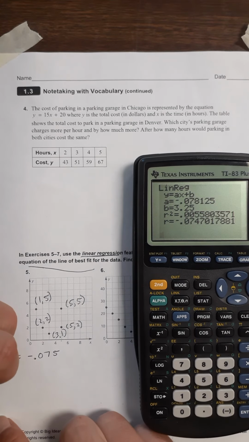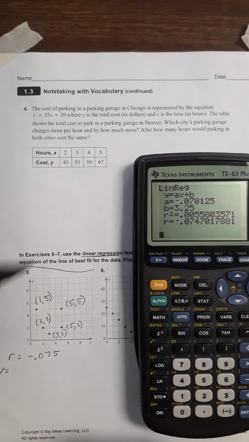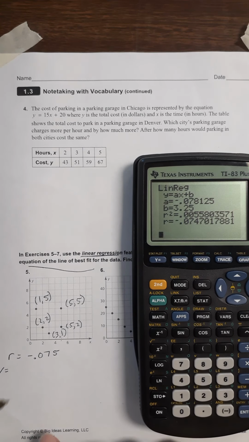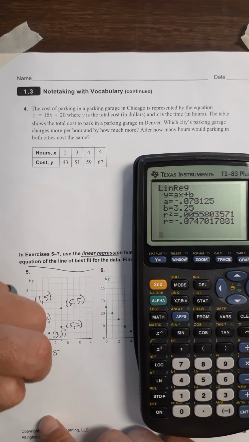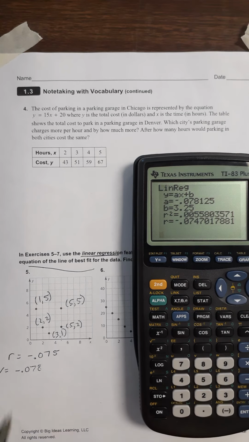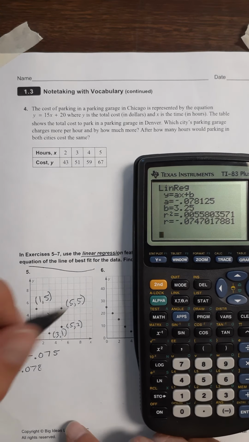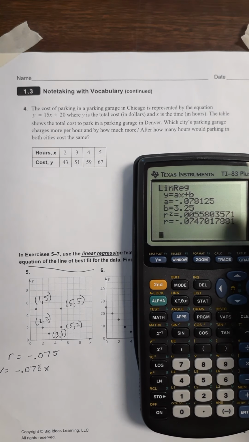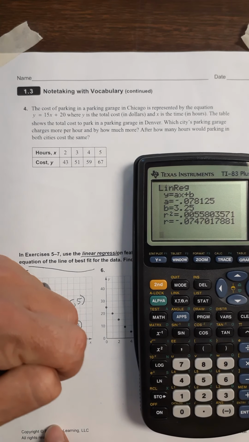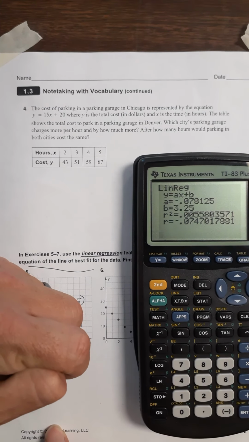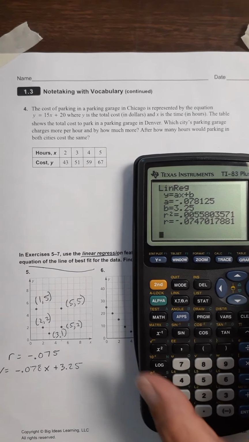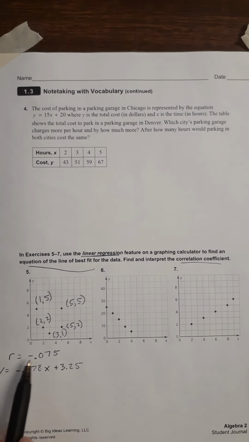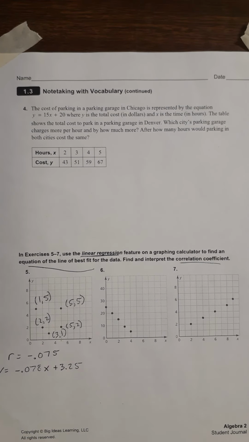So let's say that y equals, our a value is negative 0.078. Again, I'm going to go to 3 decimal places, and I want you to do the same. x, and then plus b. Our b value is 3.25, so plus 3.25. So we have a correlation coefficient and an equation of a line of best fit.